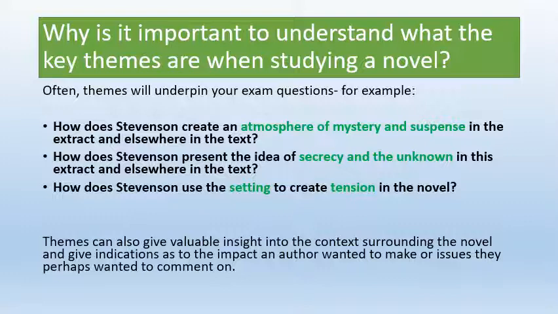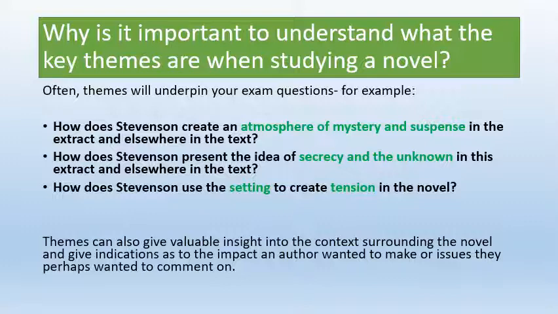So an example might be, how does Stevenson create an atmosphere of mystery and suspense in the extract, where you're looking at an extract in a question, and elsewhere in the text? How does Stevenson present the idea of secrecy and the unknown in this extract and elsewhere in the text? How does Stevenson use the setting to create tension in the novel? These can all be traced back to theme.